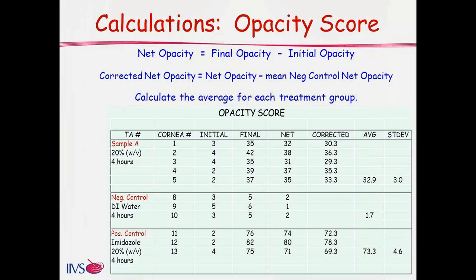I'd like to walk through the calculations for the opacity and permeability scores. And so the opacity is measured by taking the difference between the initial opacity value for your corneas, for your test chemical, for example, and measuring your final opacity value and calculating a net change in the opacity values. One does the same thing for the negative control, and one has an average negative control value. And this average negative control value then is used to correct the test material and positive control samples to get a final corrected opacity value or final net change.